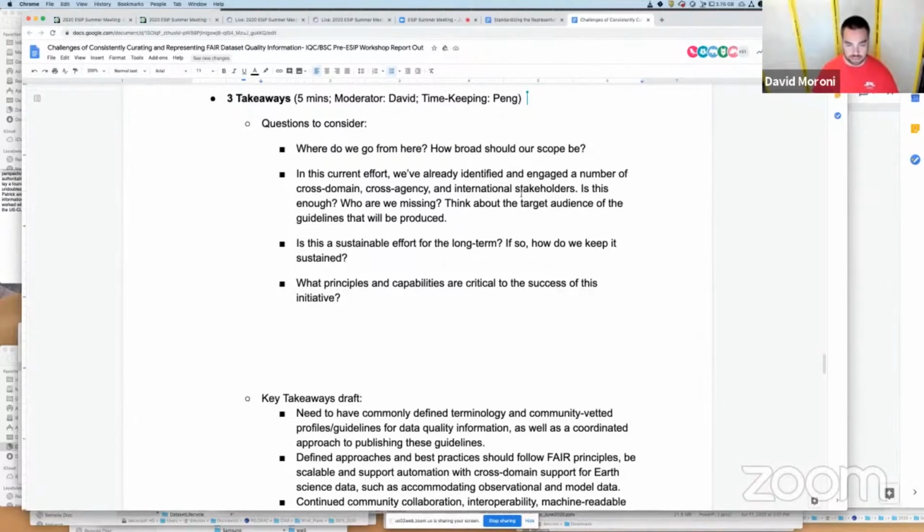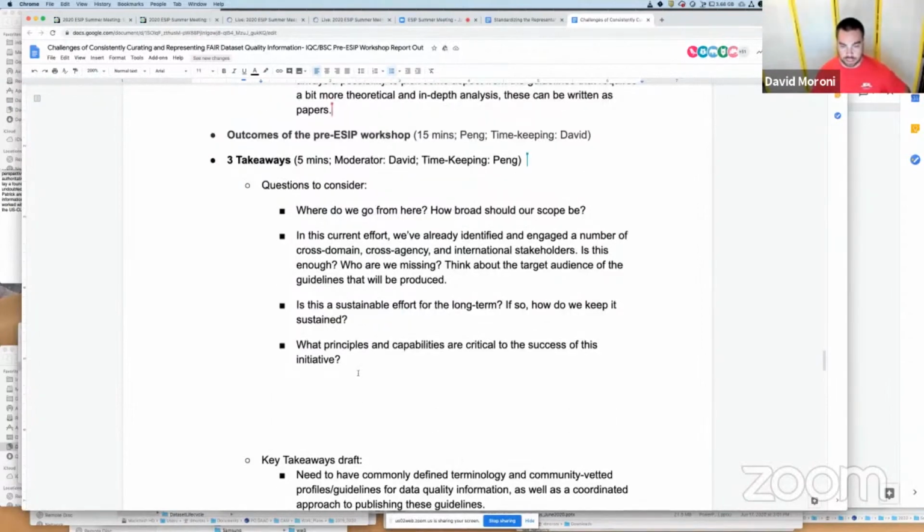I have some seeds that I've planted from the workshop that we had last week in terms of some drafted statements of takeaways. But because of the more updated information we have collected today, I think there's definitely room to expand and refine that. But I thought we could have some seed questions to consider as we think about our 3 takeaways here. First, where do we go from here? It sounds like Peng laid out a great timeline of where we're going to go from here, at least in the next year or so. But then beyond that point, where do we go? How broad should our scope be? Bob kind of touched on that, and I think that others have chimed in, which is great to see.